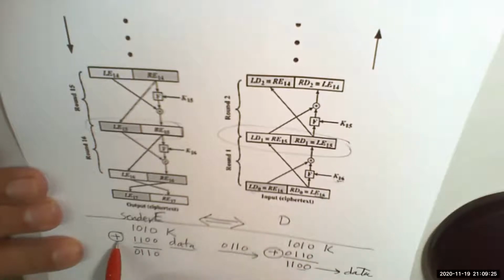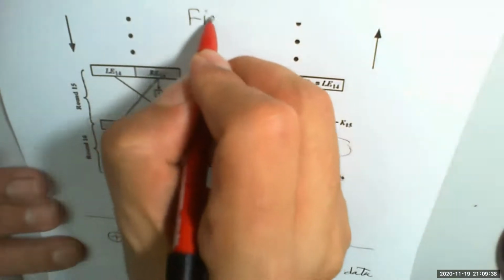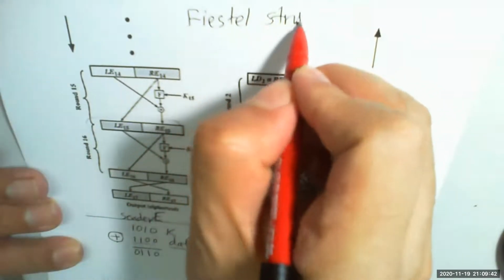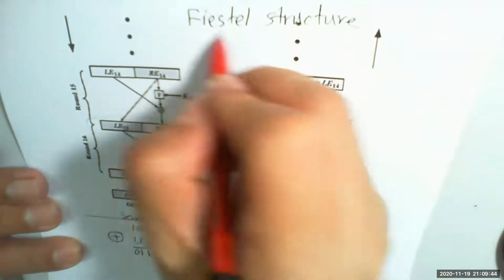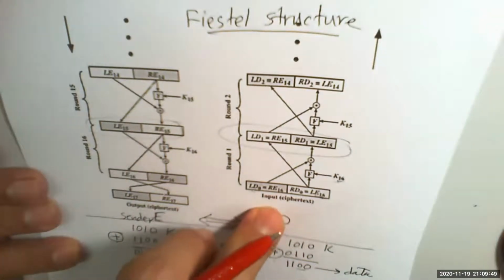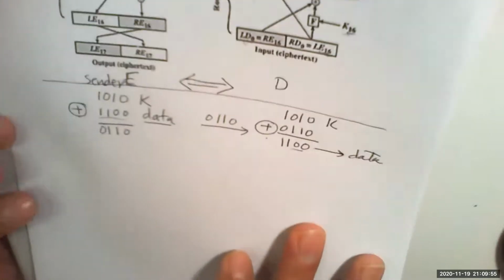We can say that with XOR we can reverse, we can use the same operation here. XOR is the operation of encryption, and XOR is the operation of decryption, and that's why we say that the Feistel cipher, the Feistel structure, is also reversible, meaning we can use encryption and decryption using the same algorithm. Now we go to the proof part.